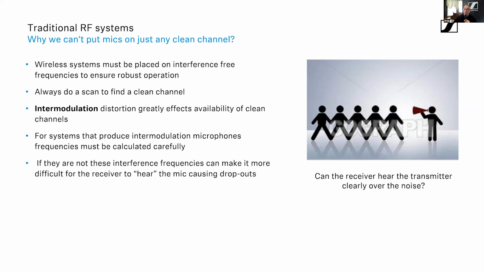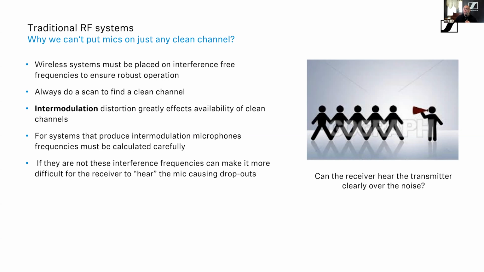So if your system is susceptible to intermodulation, you need to calculate exactly where you're going to put all of your wireless frequencies, in order to make sure that you don't put them on top of a frequency that could be filled with intermodulation at some point during your performance. If you don't do that, and you just place them wherever, even if it's on a clean channel right now, when this intermodulation happens, the receiver has a really tough time hearing the wireless microphone, because it has something else there that's talking.